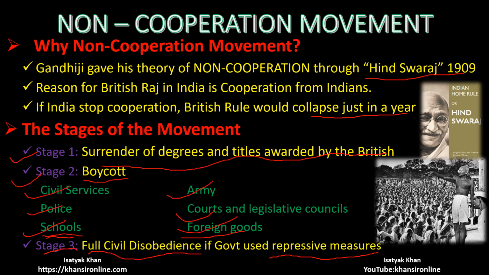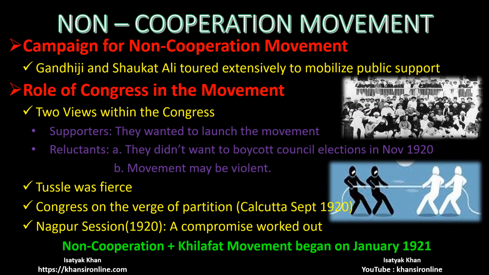So, understood, three stages. Now let's move to the impact of this. What was the impact of this? Impact we'll see later. First we'll see the organization. Gandhiji and the Ali brothers were convinced that this movement would have a great result. So these people tried to convince the whole country and the Congress also.